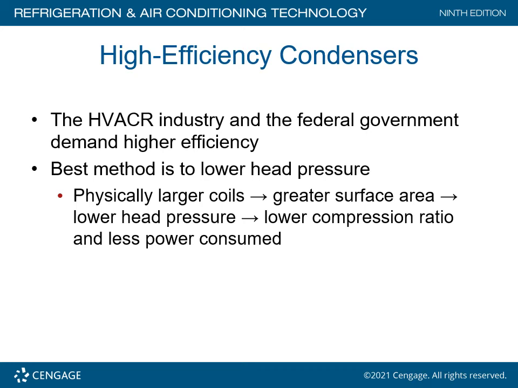High efficiency condensers. The HVACR industry and the federal government demand higher efficiency. One of the best methods is to lower the head pressure. But in order to lower the head pressure, typically they make these units large. Larger coils, greater surface area, lower head pressure, lower compression ratio, and bottom line, less power consumed. The downside of these large, high efficiency condensers is that they take up a lot of space. In some cases, they're a little bit hard to clean depending on the coil design.